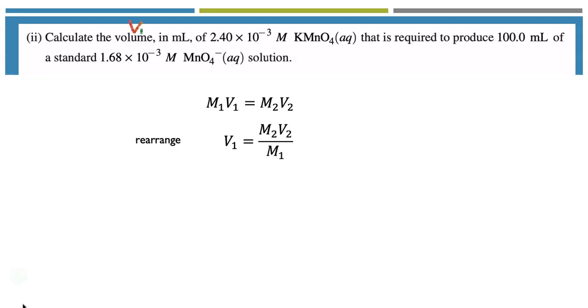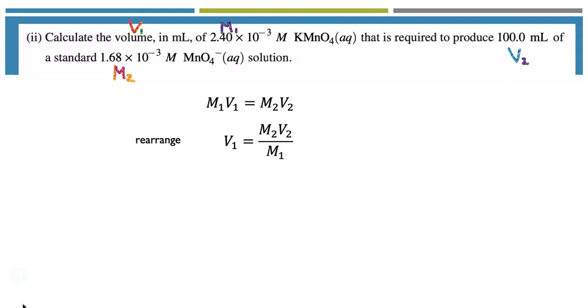I'm solving for a volume in milliliters. I'm calling that V1. The molarity of that original stock solution was 2.40 times 10 to the minus third molar. The final volume that I want I'm calling V2. That's 100.0 milliliters, and I want a new molarity of 1.68 times 10 to the minus third molar. Sometimes just labeling everything helps me to keep it all together.